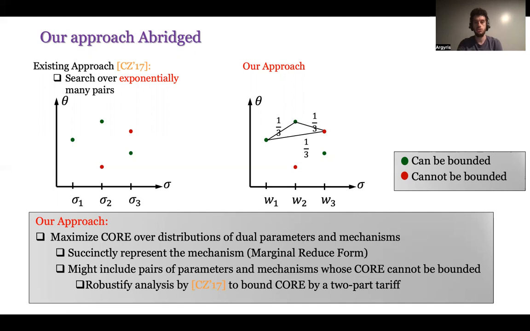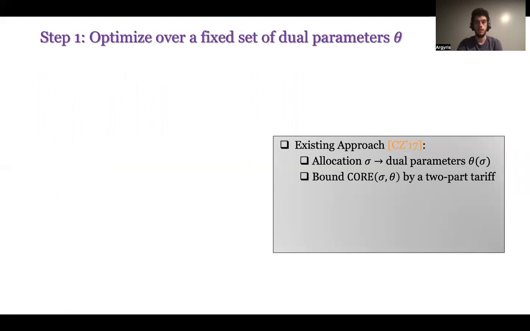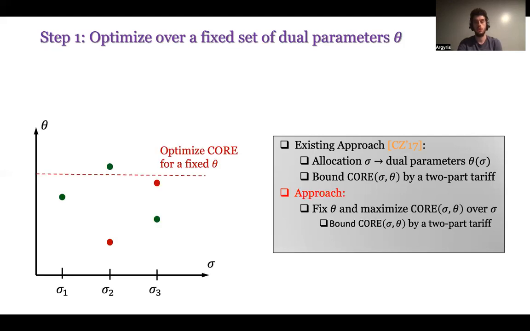To deal with this issue, we show how to robustify the analysis by Zhao and Zhao to be able to bound expected core by simple mechanisms. As we mentioned before, the existing results for each interim allocation can identify a set of dual parameters theta, which enable us to compute a two-part tariff with revenue a constant fraction of the corresponding core. In our approach, we first fix a set of dual parameters theta, and we maximize the core over interim allocation sigma, so that the core of the dual parameter and the interim allocation can be bounded by the revenue of the two-part tariff.